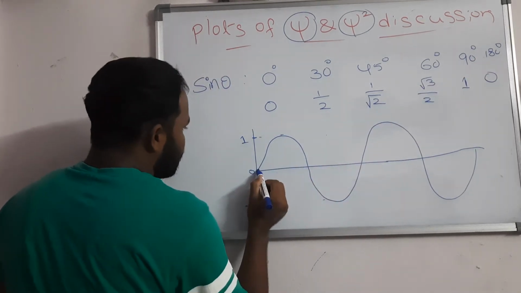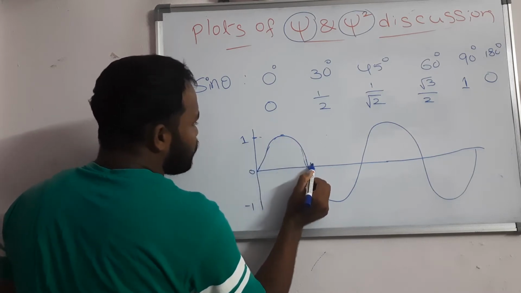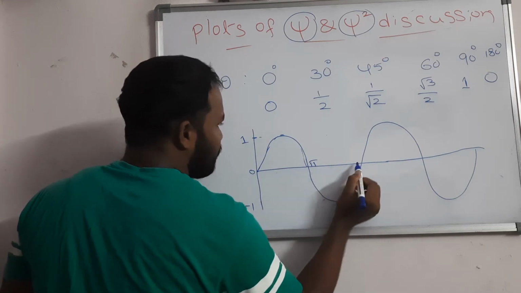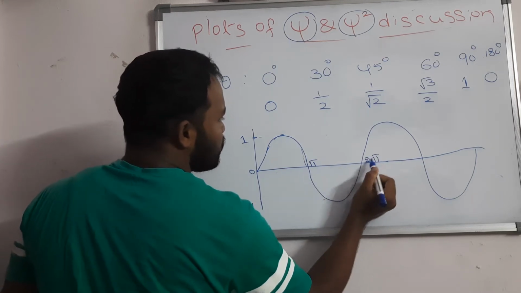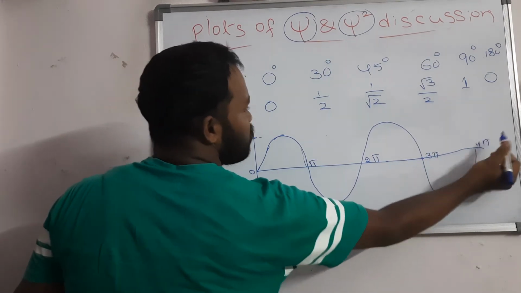Here the complete cycle is pi. Again it is pi, and again pi, so we have pi, 2 pi, then 3 pi, then 4 pi, like this you will get.